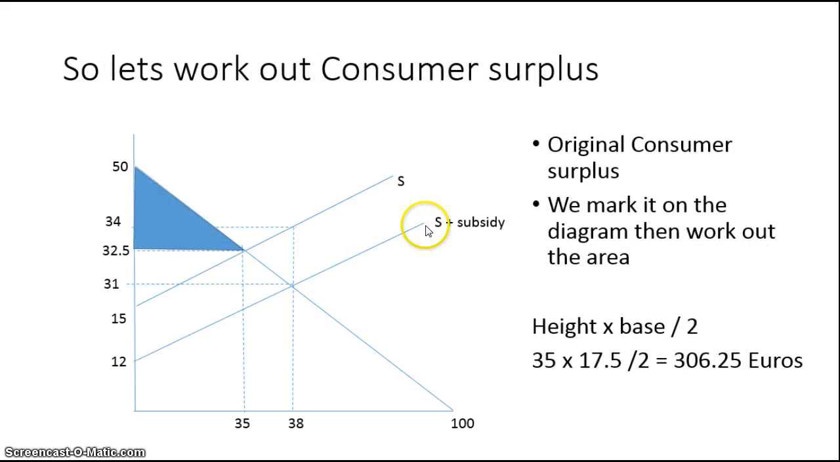So the first one is consumer surplus. Like last time, we just draw the original consumer surplus on, so everything above the original price and below the demand curve. Okay, work it out. 17.5 times 35, divided by 2, is 306.25. So exactly the same as before, because this is the original consumer surplus, so we didn't really need to work it out again, but for the sake of completeness we have done.